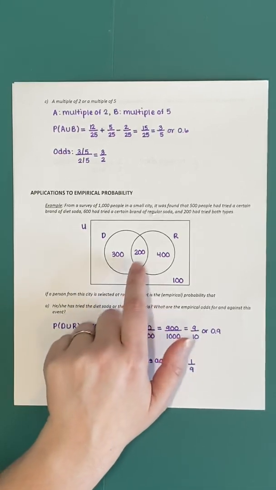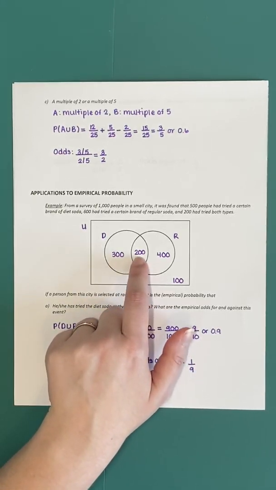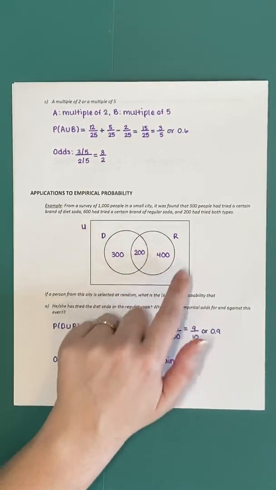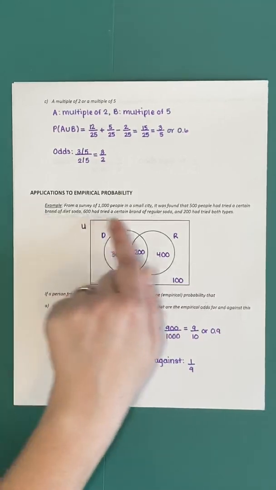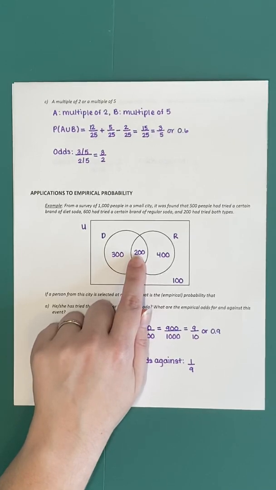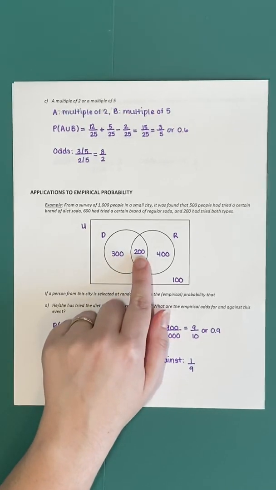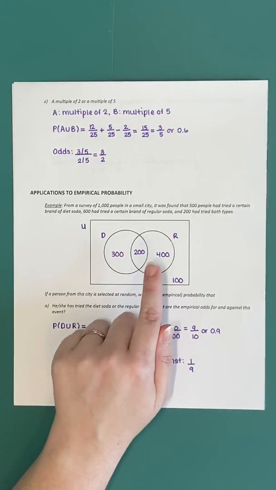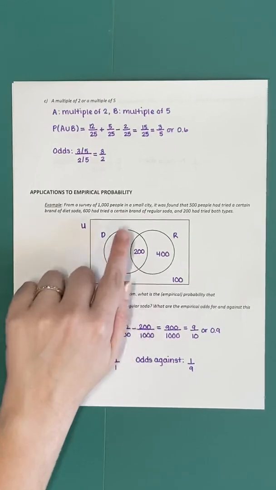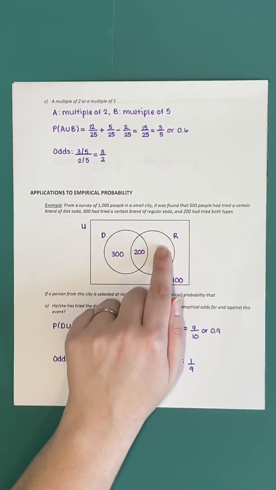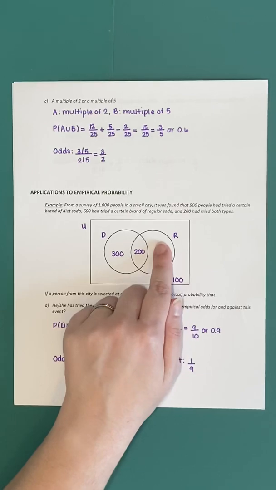Now when we're labeling, we're always going to start in the center, in the overlap. What does that represent? Well, that's people who tried the diet soda and tried the regular soda. According to the description, 200 had tried both. So 200 people will fall into this overlap. We have to know that in order to determine how to label the other parts of the circles. So what do the other parts represent? Well, this part of the D circle is people that tried the diet soda but didn't try the regular soda. And this part of the R circle tried the regular soda but didn't try the diet soda.